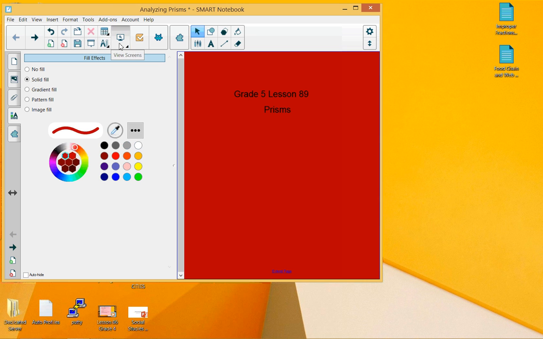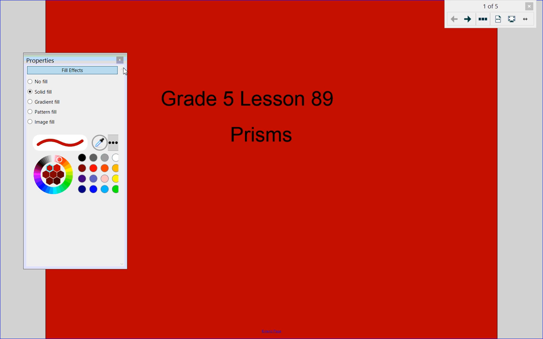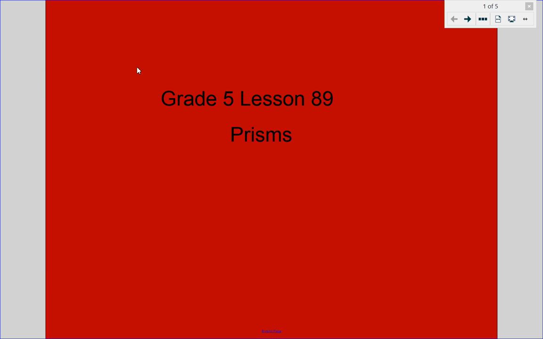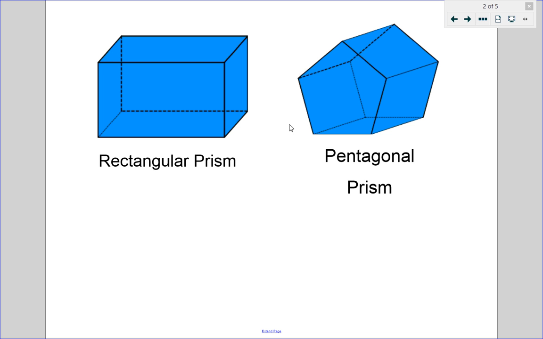Hello, fifth graders. We're going to be talking about our lesson today with prisms. We're going to be looking at them, going over things with them, and analyzing what they have with them. Your book on page 581 shows a bunch of prisms there. We're going to look at a few of them here, though.